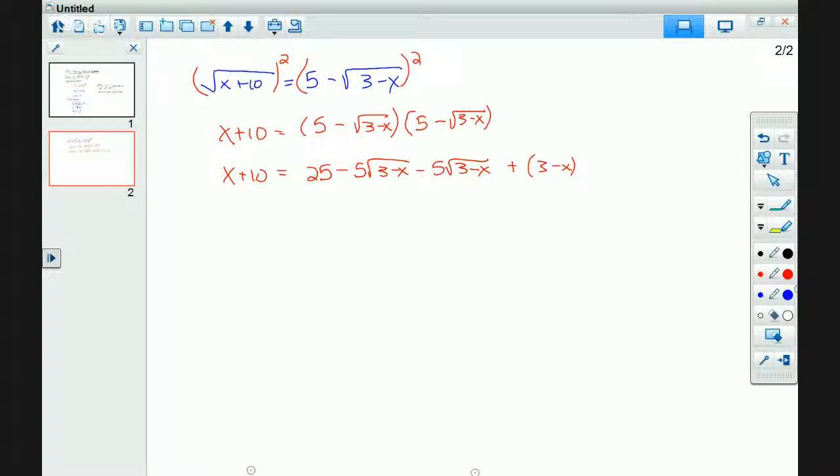Otherwise it would be, and this is not a function. So you FOIL, take it.